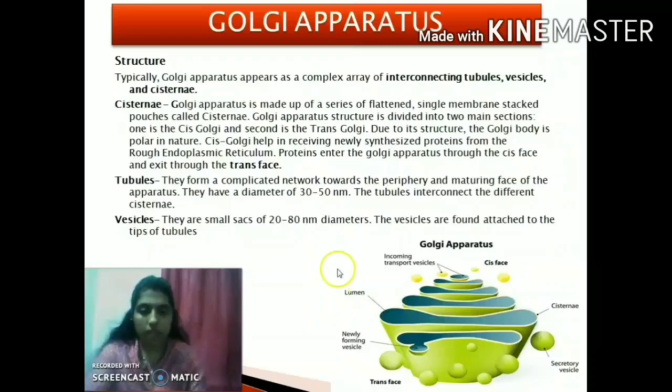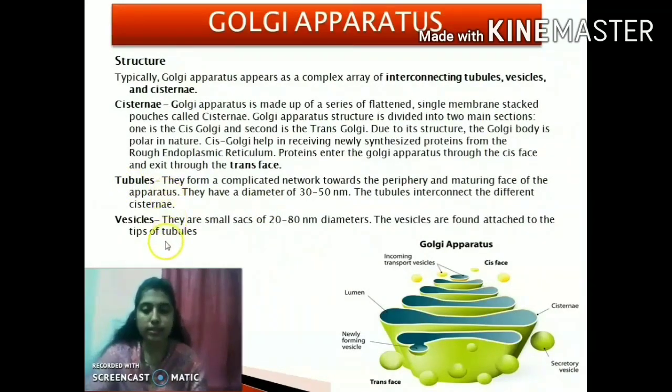Okay. Now the next is the tubules. They form a complicated network towards the periphery. So at the peripheral region, that is at almost the outer region of each of the cisternae, there are some interconnected tube-like structures. They are termed tubules. Okay. So you can see here the tubules interconnect the different cisternae. So each of the tubules actually interconnects the cisternae. Clear? Here it is not visible properly, but all the cisternae are connected with each other with the help of some tube-like structures, and they are termed tubules.